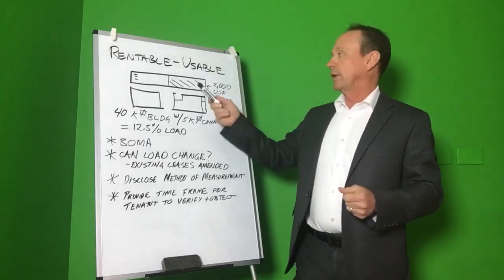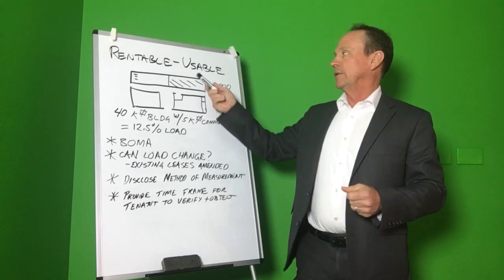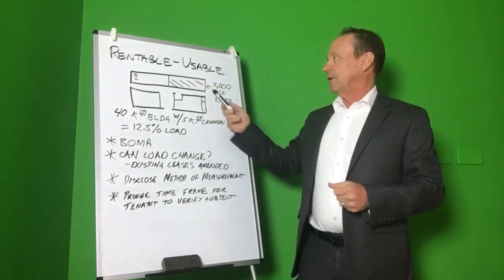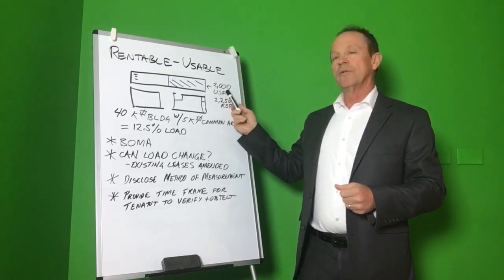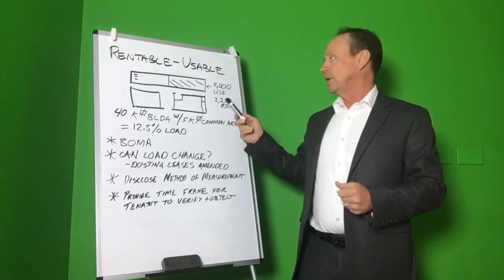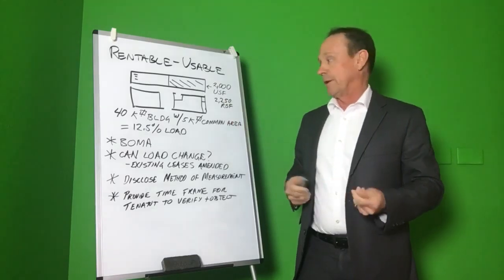Or another way of putting it is, if a tenant is interested in a space that's 2,000 square feet, then their usable square feet is 2,000 square feet with a rentable square footage of 2,250.